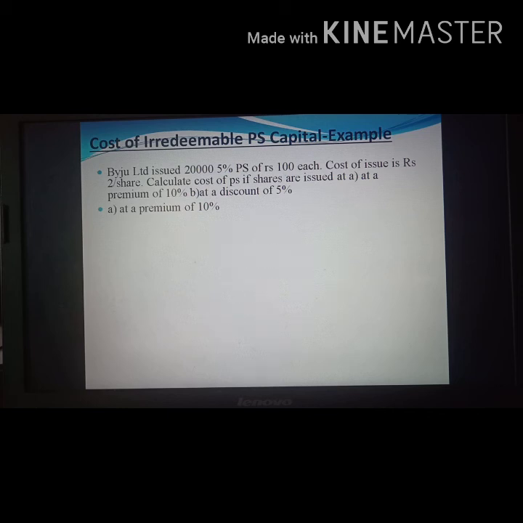So in this question we can see that 20,000 shares are there, 5% preference shares, and 100 rupees each for every share. And cost of issue is mentioned, that is rupees 2 per share. We need to calculate the cost of preference share in two cases, when the shares are issued at a premium of 10% and when issued at a discount. So first of all, let us take when the shares are issued at a premium of 10%. Since the maturity period is not given, it is an irredeemable preference share. So the formula is KP is equal to DP divided by NP into 100.